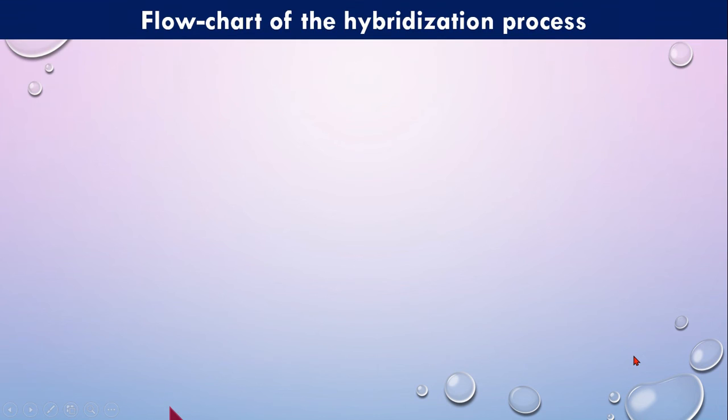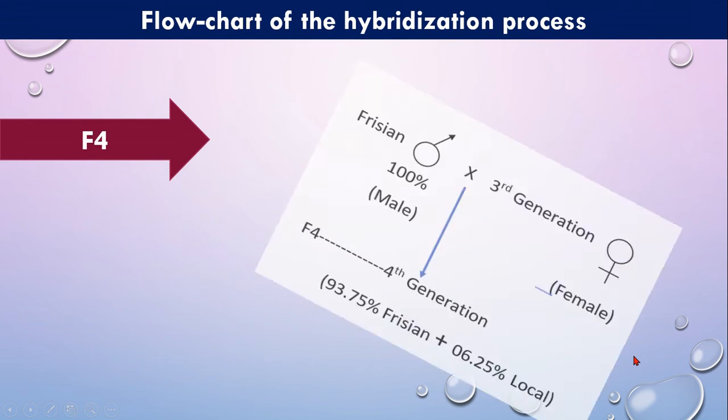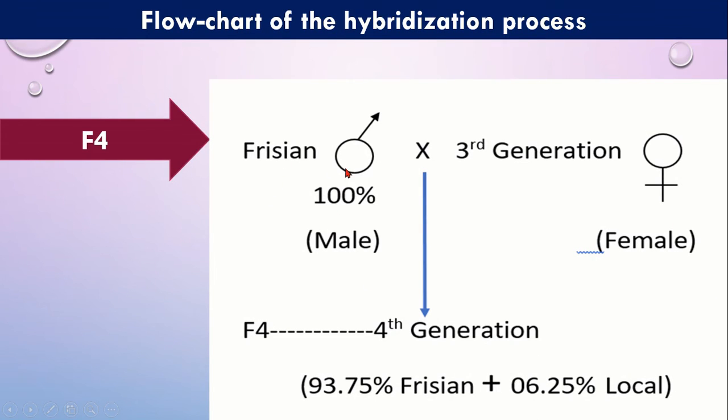Again, next step, that means the fourth step: again inseminate the improved breed semen to the third generation. So the fourth generation will come out, where the local will be 6.25%, because the previous one was 12.5% local characteristic. So the rest here will be 93.75 percent. So altogether 100%. Always remember, I told you the generation will be male or female.